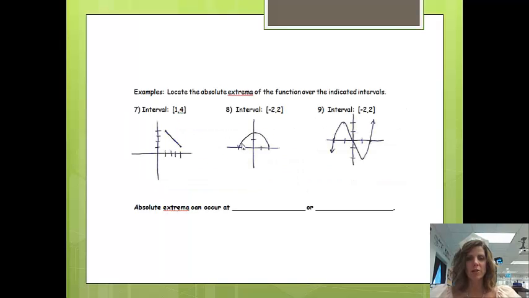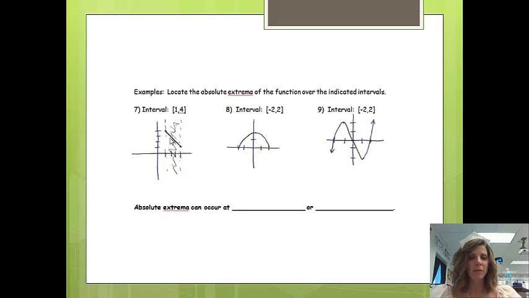So let's go ahead and look at some examples. You'll notice we'll be locating the absolute extrema. Extrema is just more than one extremum of the function over the indicated intervals. So you'll notice on number 7, it is a continuous graph. My interval is going to go from x equals 1 to x equals 4. Sometimes I find it helpful to draw boundaries for this. So we're looking at this little part right here. That's the part of the graph we're looking at, and actually that's all the graph there is for this one.